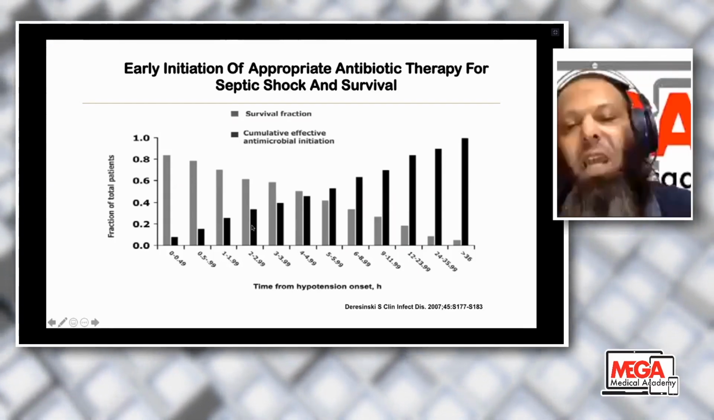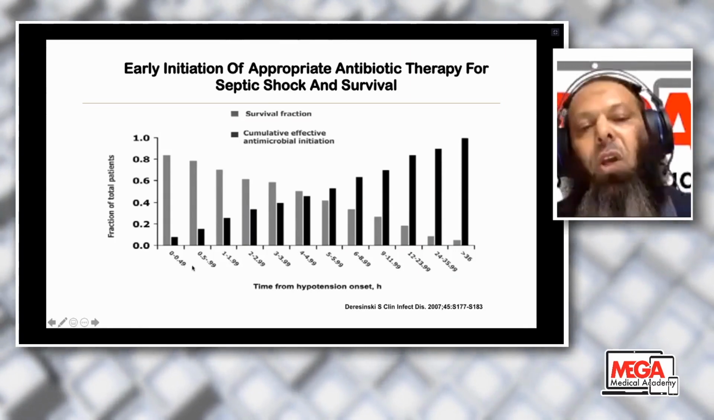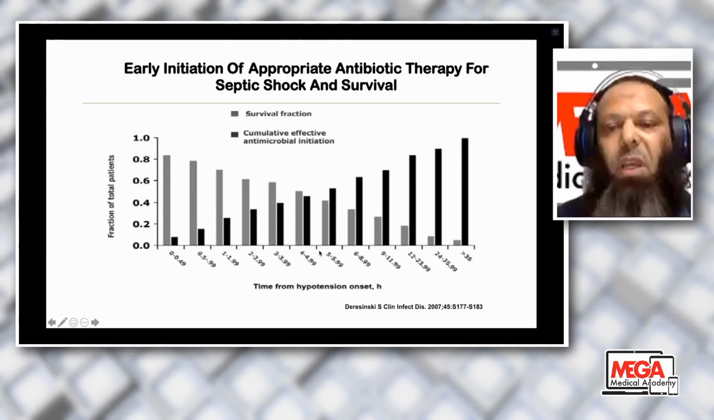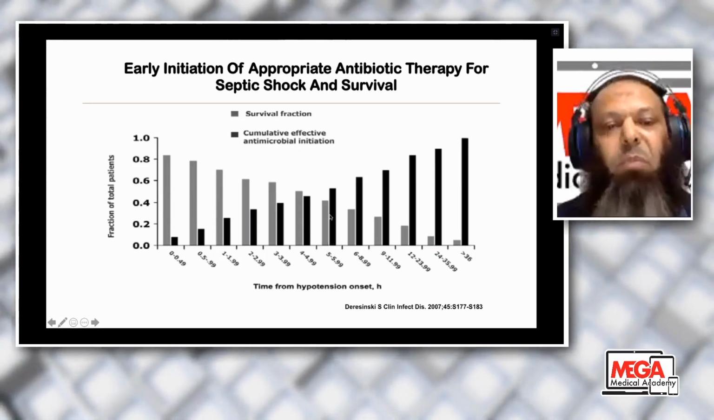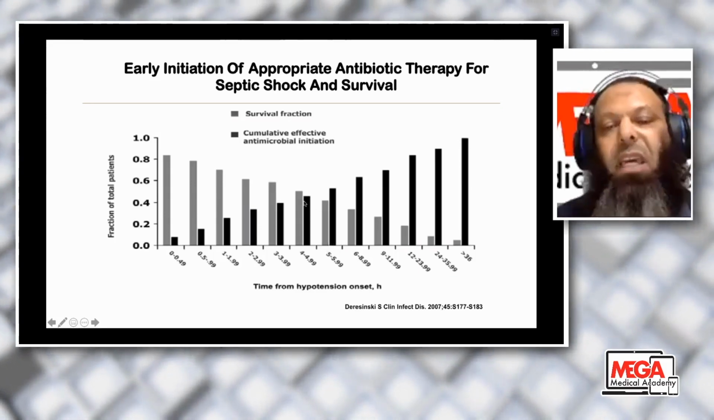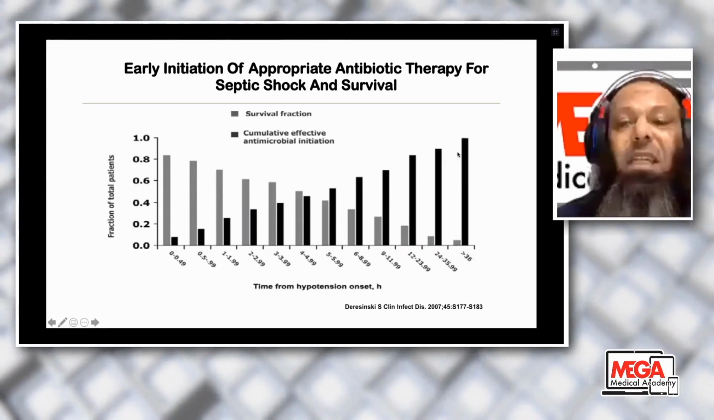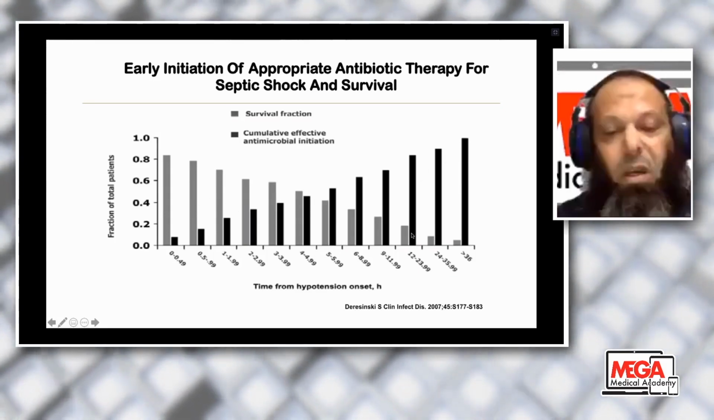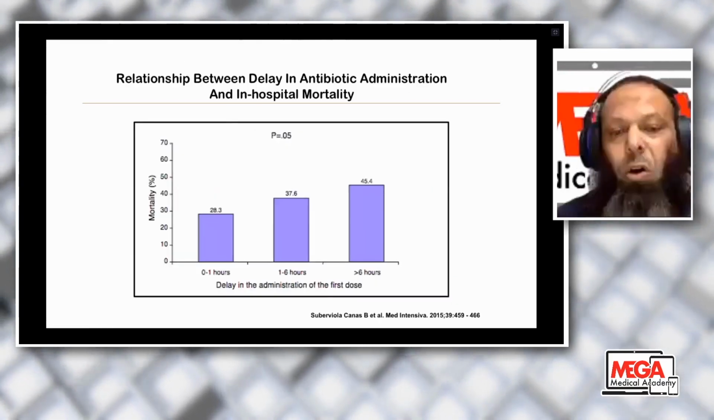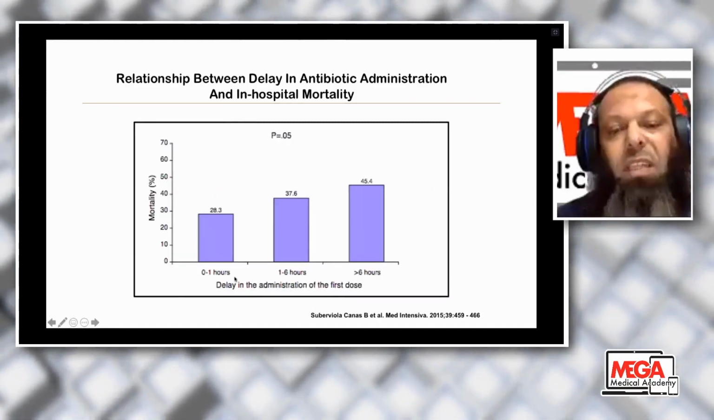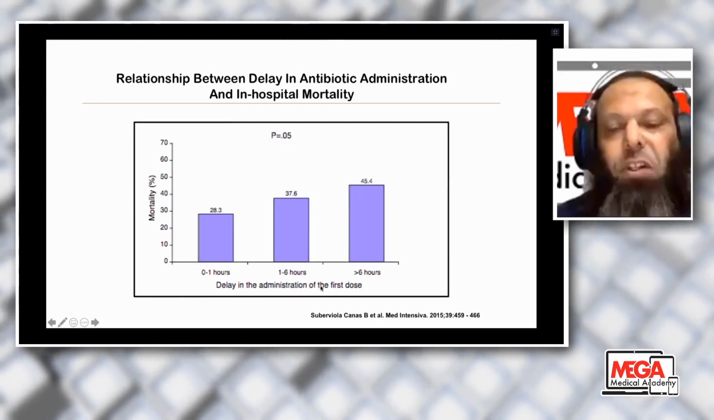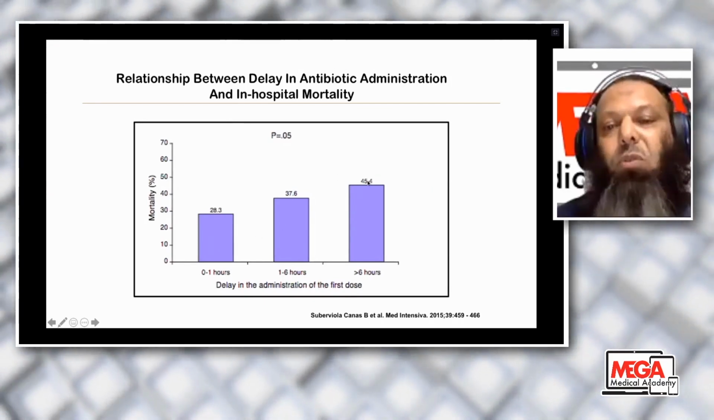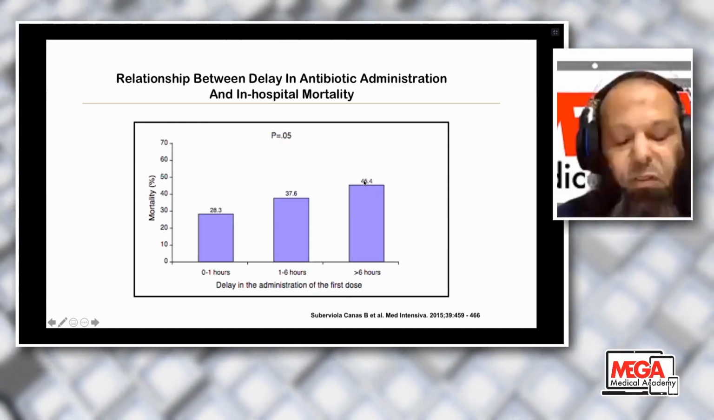So every time you delay the antibiotics, here you give it at 1 hour, here you give it at 12 hours, for example, or here at 6 hours, the mortality rate is increasing as far as you are delaying the antibiotics. Also, another translation: this is the delay of antibiotics of the first dose in sepsis and septic shock, and this correlates with increasing mortality up to 45 to 50%.